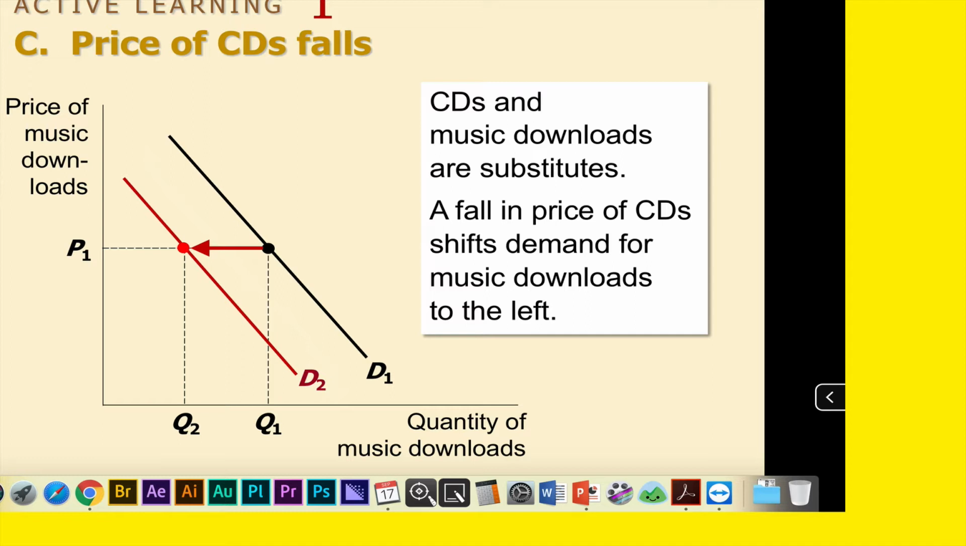Are you okay with the graph then? Wait, but we're graphing music downloads, not CDs. So this is the thing that changed. If two products are substitutes, that means that they are inversely related. I only have $10 a month to spend on music. CDs are now $5 a piece. Am I going to buy music downloads or CDs?